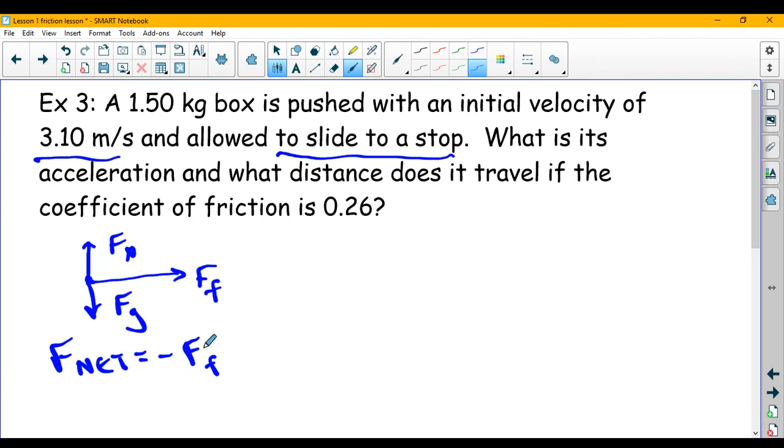Once I know the friction force, I automatically know the net force. And what will the net force get me to? Well, using Newton's second law, acceleration. But let's start at the beginning. Let's start by finding our friction force.